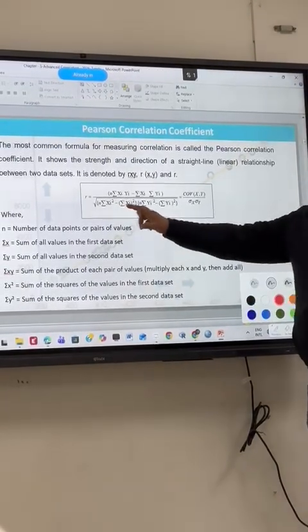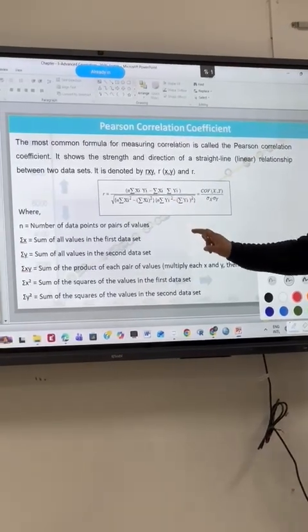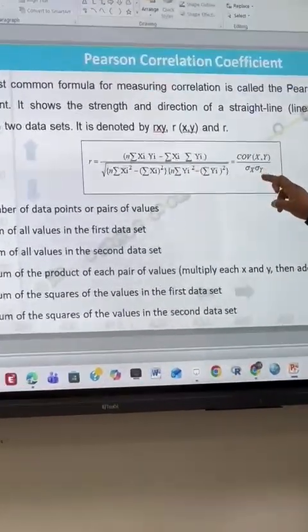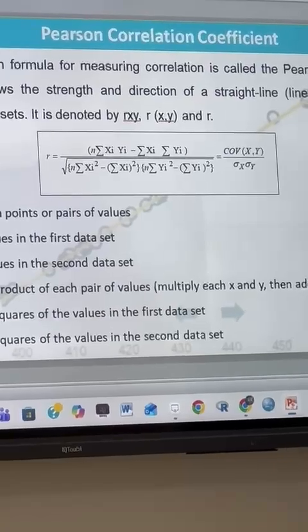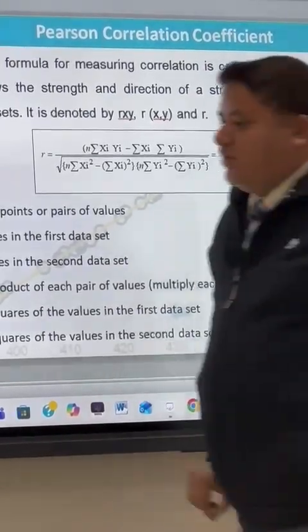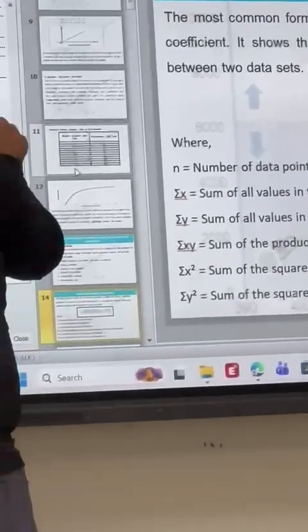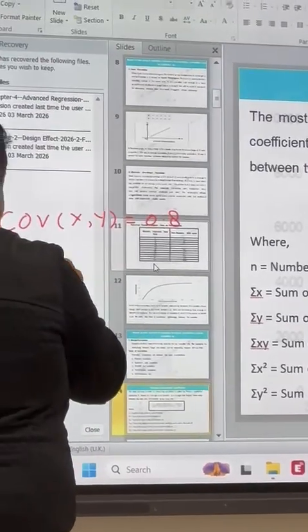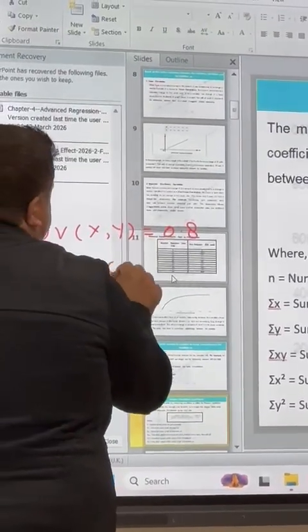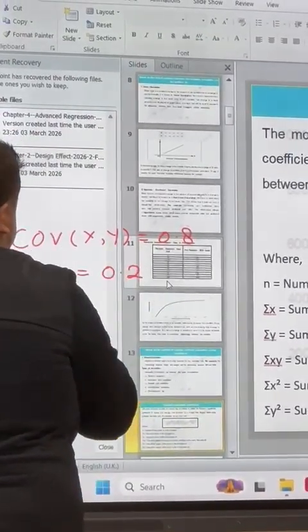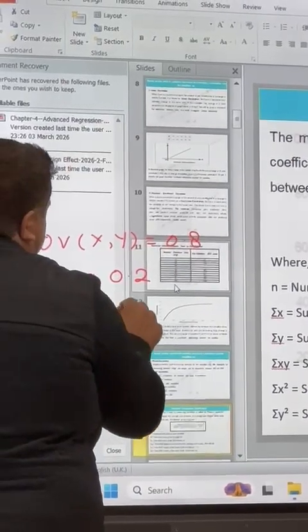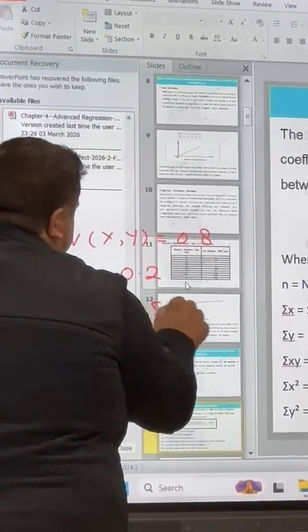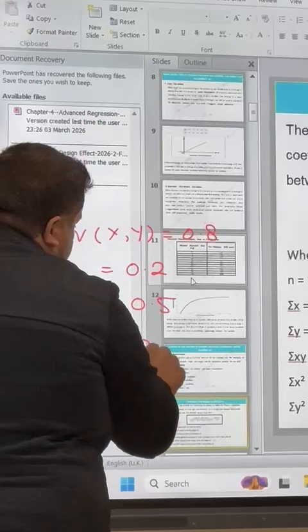Now, this is the formula of the Pearson correlation coefficient: covariance xy divided by sigma x and sigma y. Clear? If in an examination the covariance between the two variables x and y equals 0.8, the standard deviation of x, sigma x, is 0.2, and the standard deviation of y is 0.5, what is the value of r?